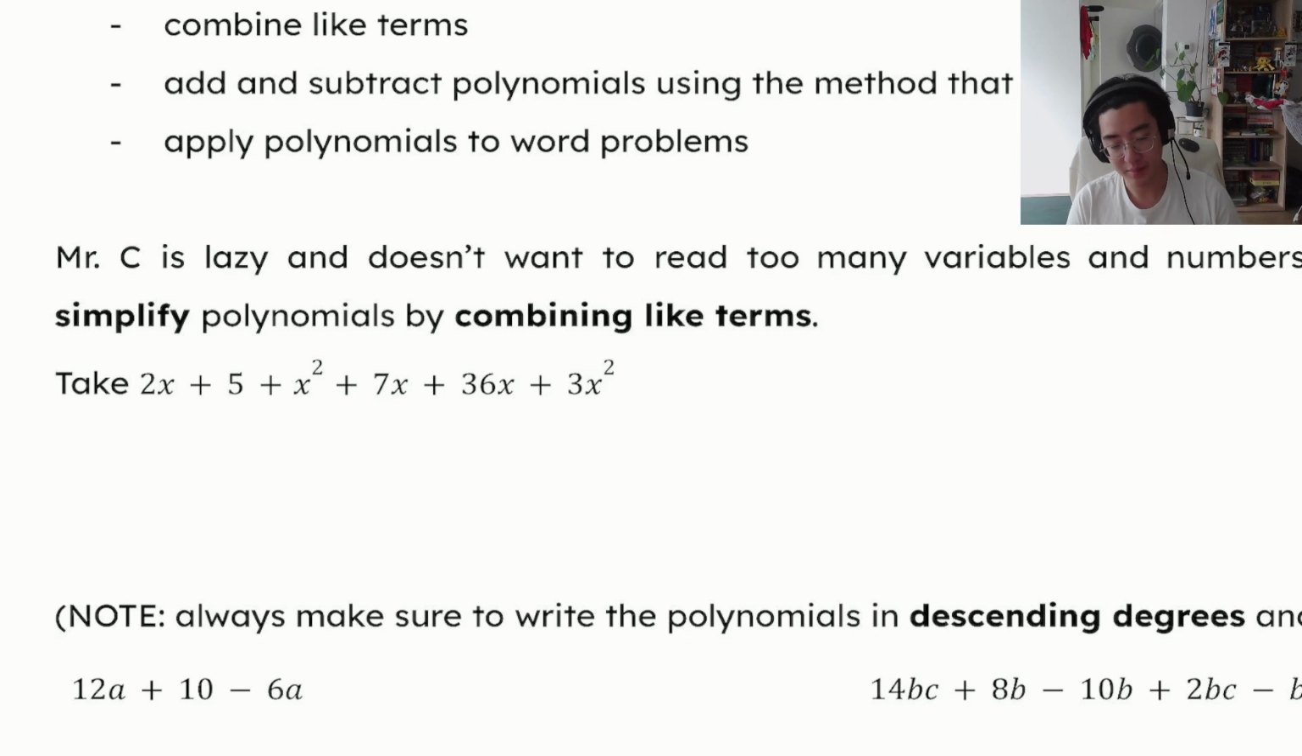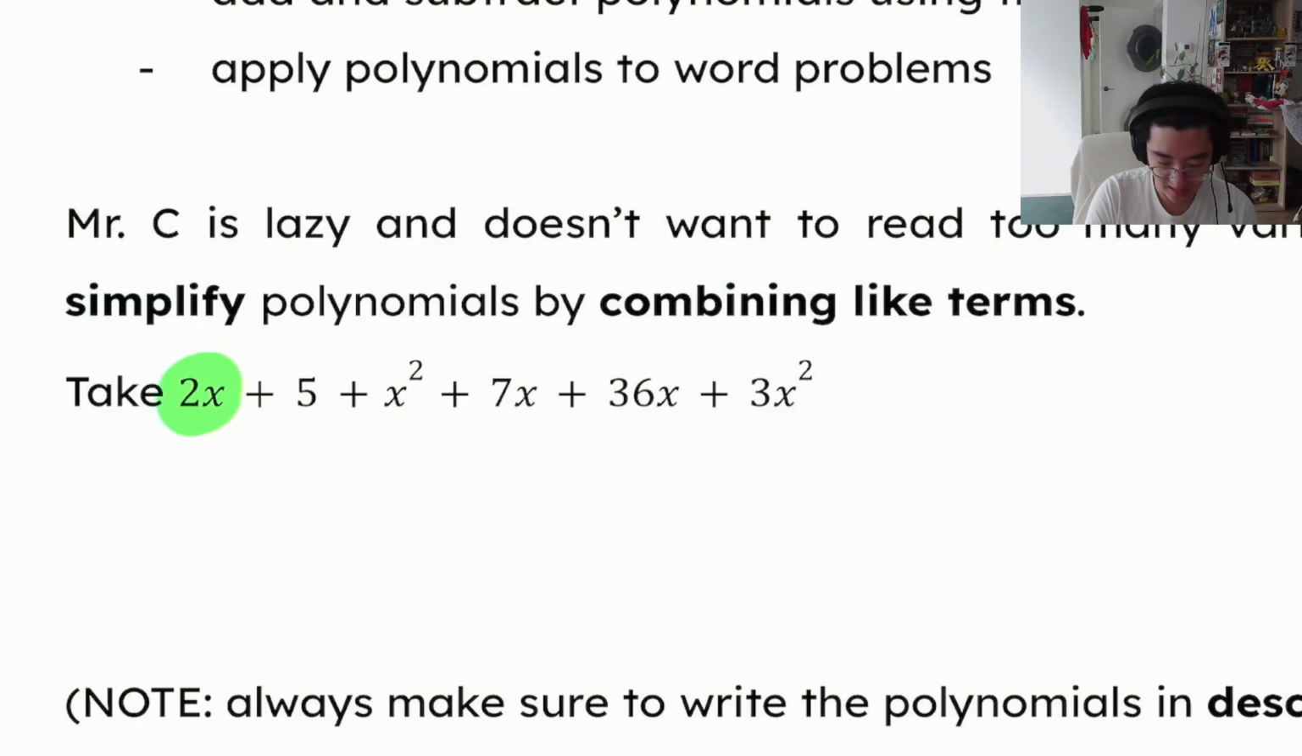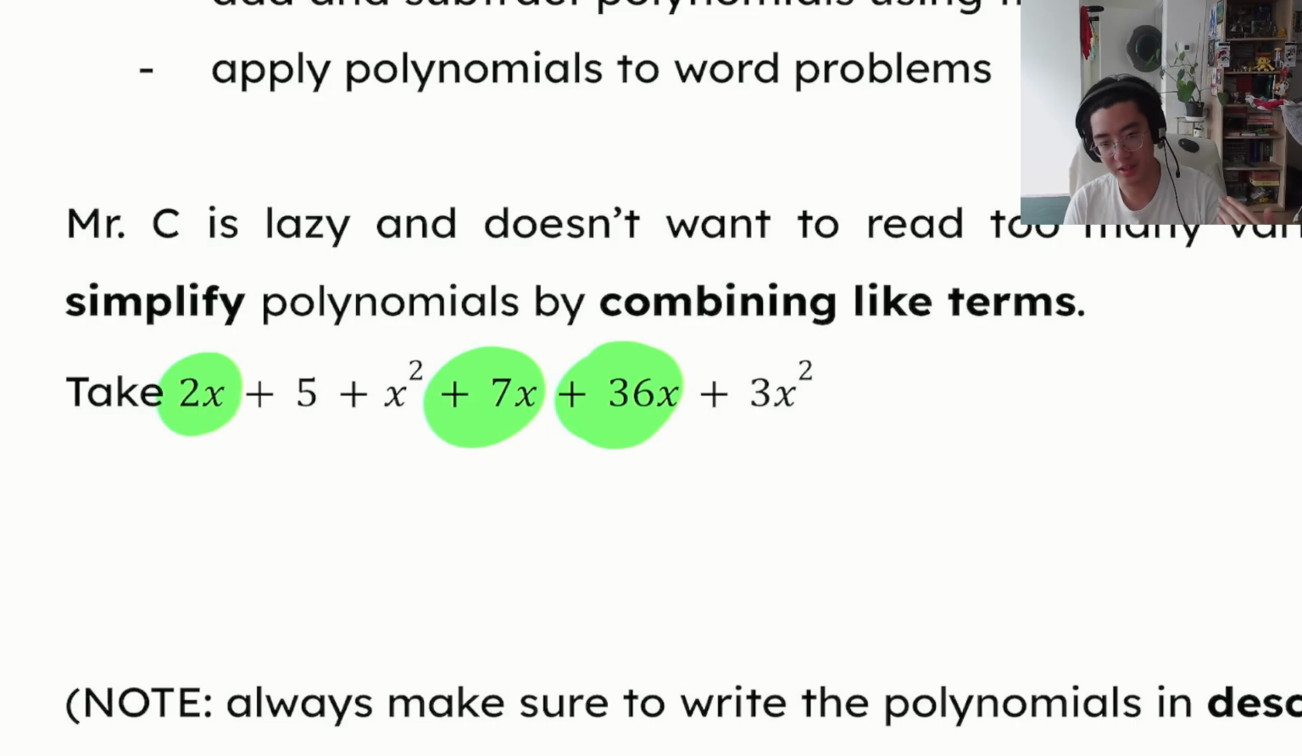Now the first step is to always look for the common terms, so terms that share the same variables and the same powers. In this case, we have 2x, plus 7x, and then plus 36x. Remember the signs in front of them. In the case of the 2x, because there's no sign in front of it, we just assume it's plus. It's a positive number. All of them have the same variable, x, and the same power, which is x to the power 1. Of course, we've got x squared here.